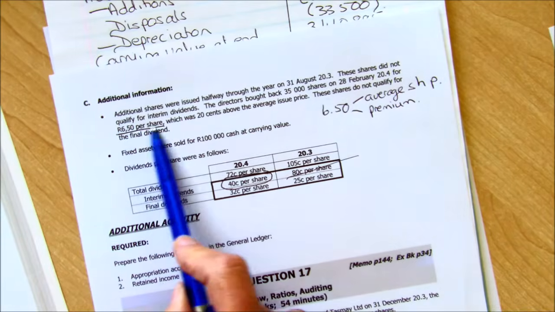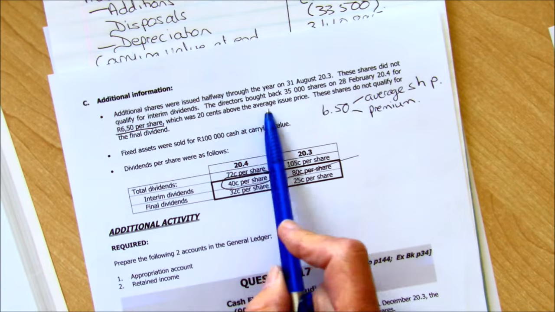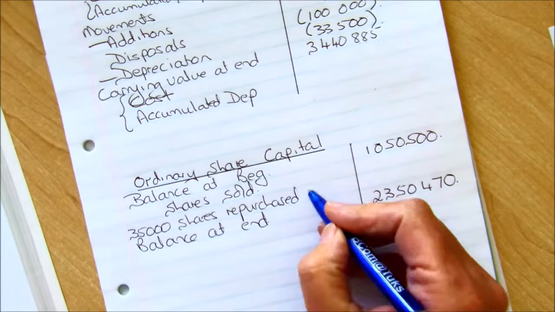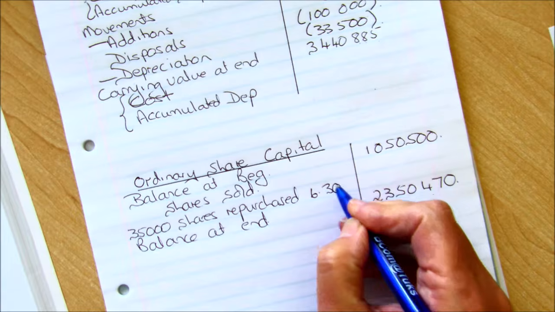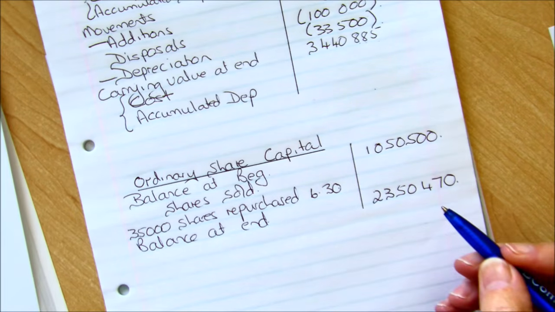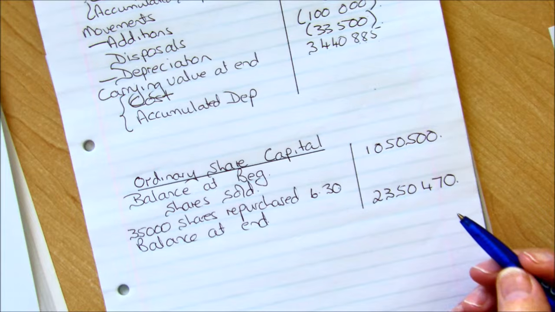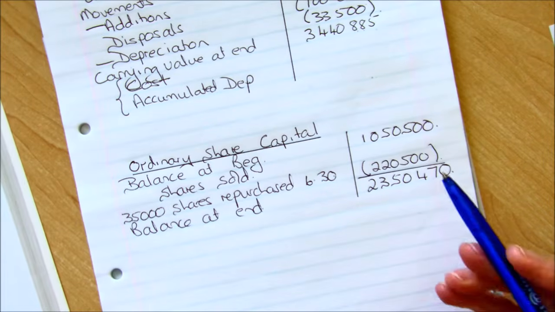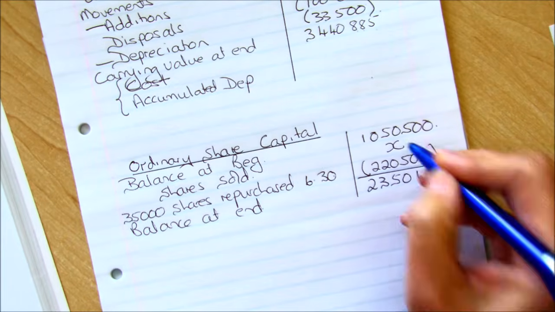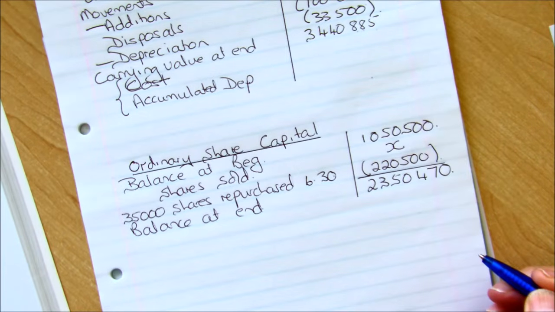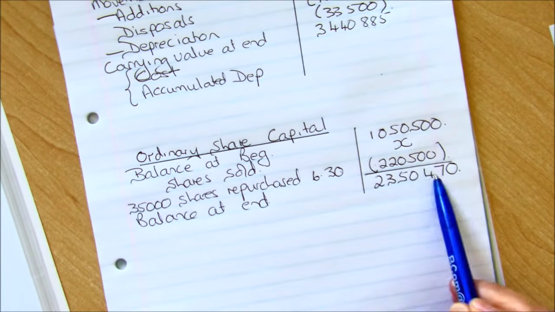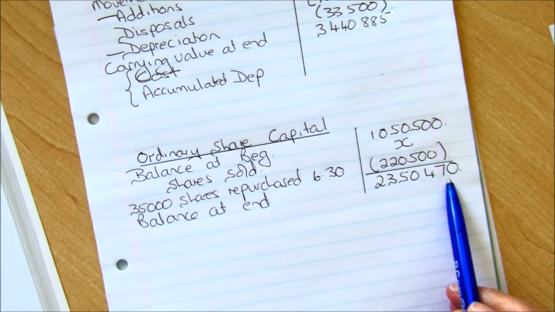And that R6.50 is 20 cents above the issue share price. So your issue share price must have been R6.30. And so we need to multiply it to get the amount that we paid out for our shares. And so again, you can find the missing figures. You had your opening balance. We don't know what shares we sold, so we would have added on something. We would have minus 220,500, and that is our final answer.